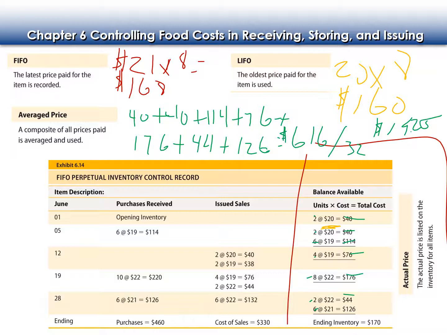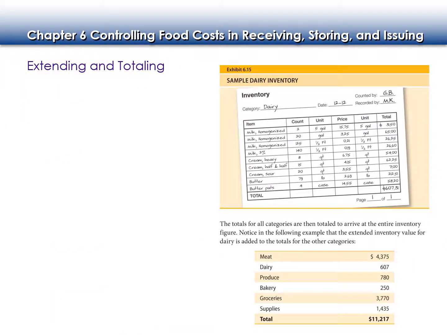Whereas the things that we move really quickly, we might want to use the actual for that. Especially if it's our high ticket price items or if costs are changing, then that's what's going to help us identify what the value of our inventory is. All right, so extending and totaling. Basically what we did with that one item, you would do for your entire inventory.